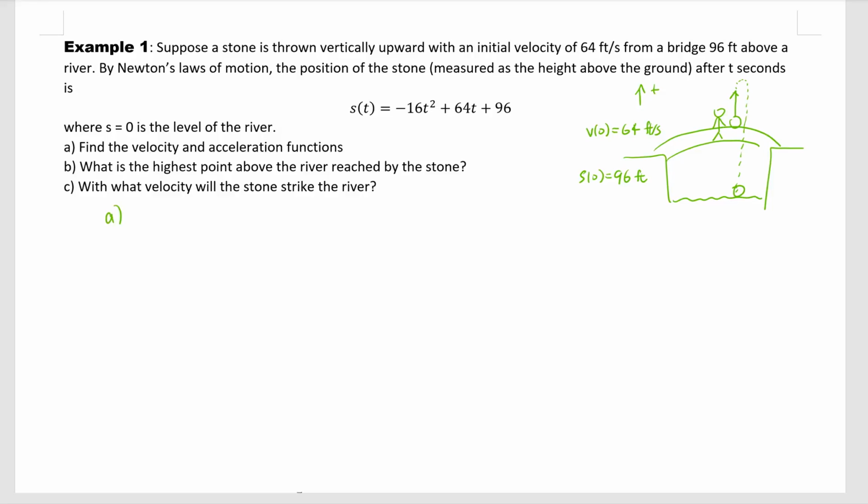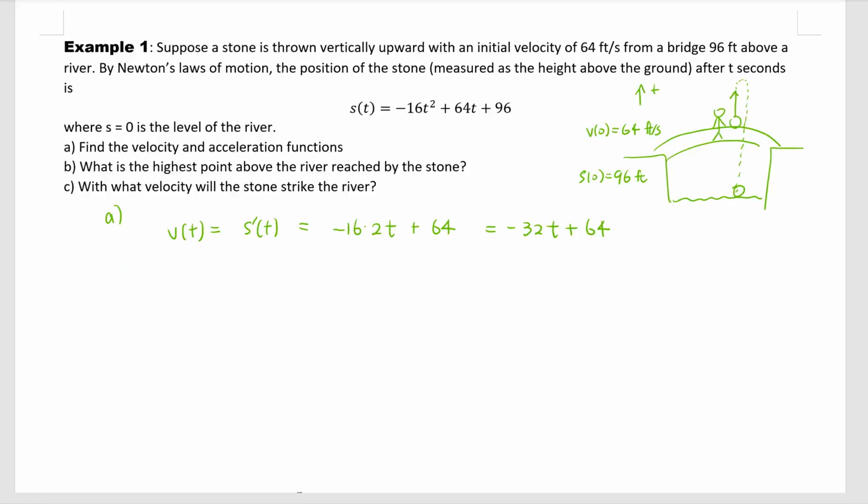So part A, what is velocity? Velocity is the derivative of displacement, right? So minus 16 stays here. The derivative of t squared is 2t. And the derivative of 64t is just 64. So this is our velocity. And when we multiply negative 16 and 2, we get negative 32t plus 64. So this is the velocity.